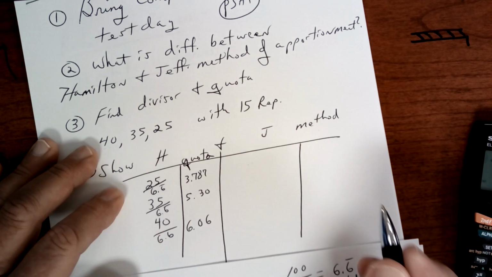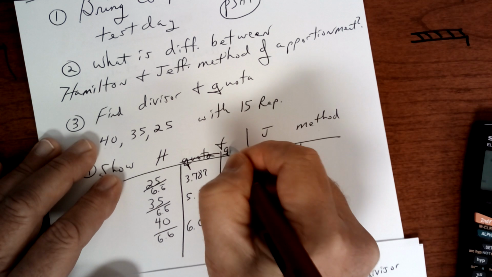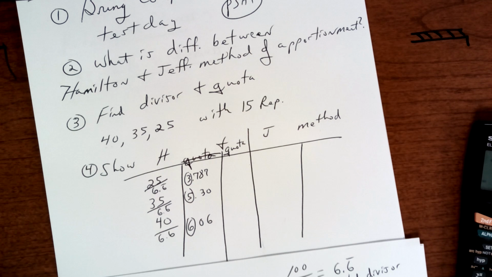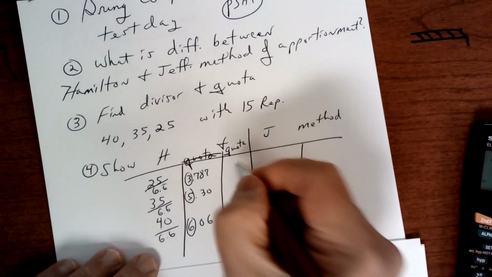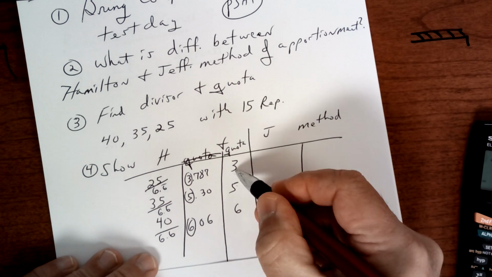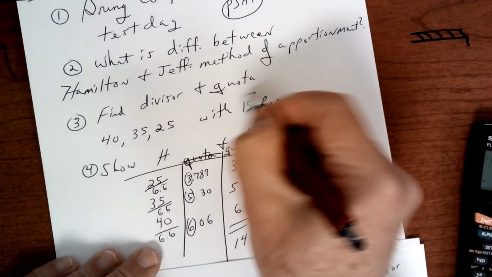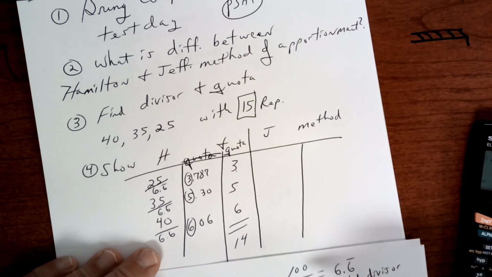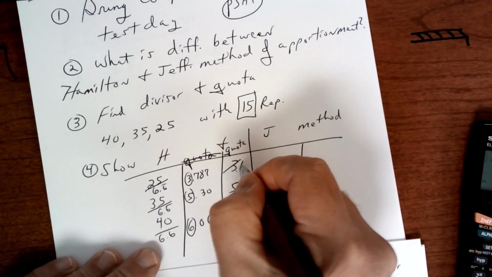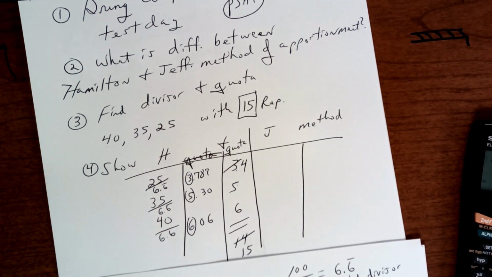So the quota, which should be right here, is the whole part. And Hamilton said regardless of the decimal, you write down the numbers. So that's 3, 5, and 6. If you add that up, you get 14, not 15. So Hamilton said you had to look at your decimal, which is this one. So you want to make this one a 4, and thereby giving you 15 representatives. And there it is. And that's Hamilton's plan.